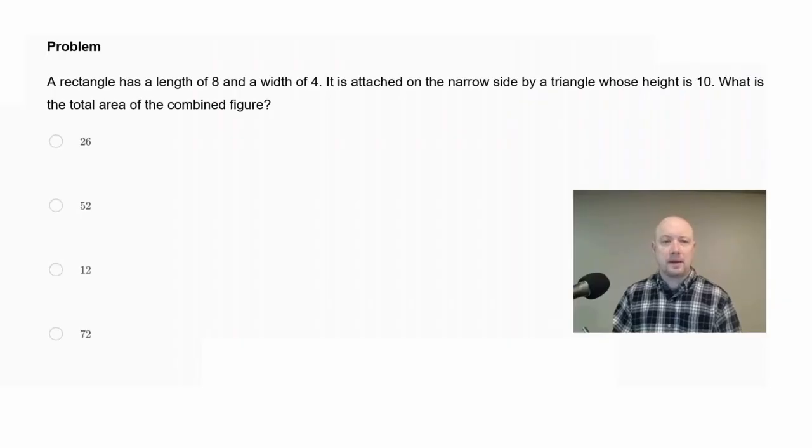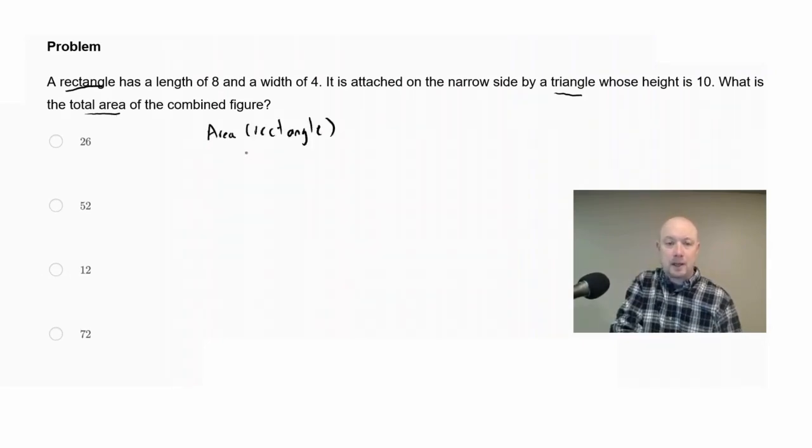A rectangle has a length of 8 and a width of 4. It is attached on the narrow side by a triangle whose height is 10. What is the total area of the combined figure? The first thing we need is the area of a rectangle and the area of a triangle, and we're going to combine those to get the total area. Area of a rectangle equals length times width, and the area of a triangle equals base times height divided by 2.